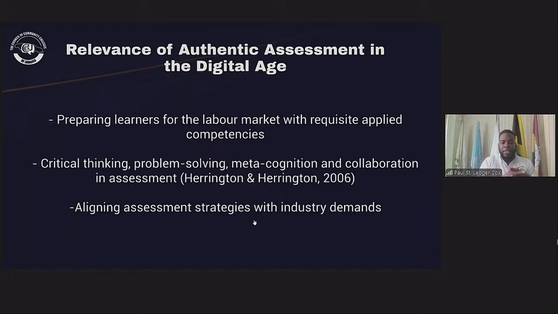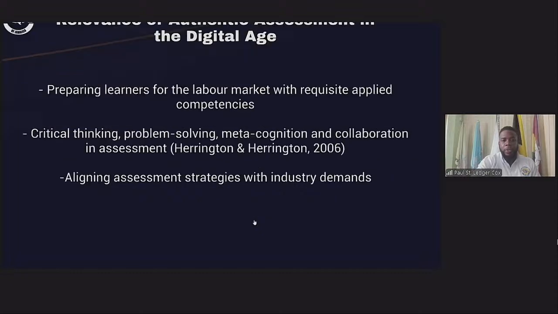Colleagues, aligning assessment strategies with the industry demands is of paramount importance, which is why we here at the Secretariat rely heavily on our industry partners, because it is they who will articulate to us and share with us, especially when tracer studies are done from our students who leave with our bachelor's degrees or postgraduate degrees and our certificates. We get access to the tracer studies to show us what it is that our industry partners are demanding. So we are now actively aligning our assessment strategies and our curriculum with what obtains in the industry.